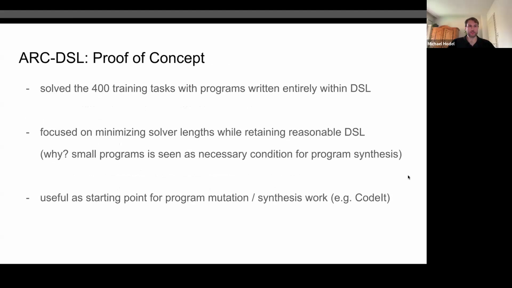Yeah, the proof of concept is solution programs for the training tasks. Then I just try to minimize the length of those solver programs. That's also how the DSL creation was guided. And why did I do that? Sure, on the one hand, you want to have a small DSL, but you also want the programs you can create with this DSL to be small. Otherwise, it's infeasible to do program synthesis or any kind of search. And I guess this could be a useful starting point if you want to do program synthesis or also program mutation.